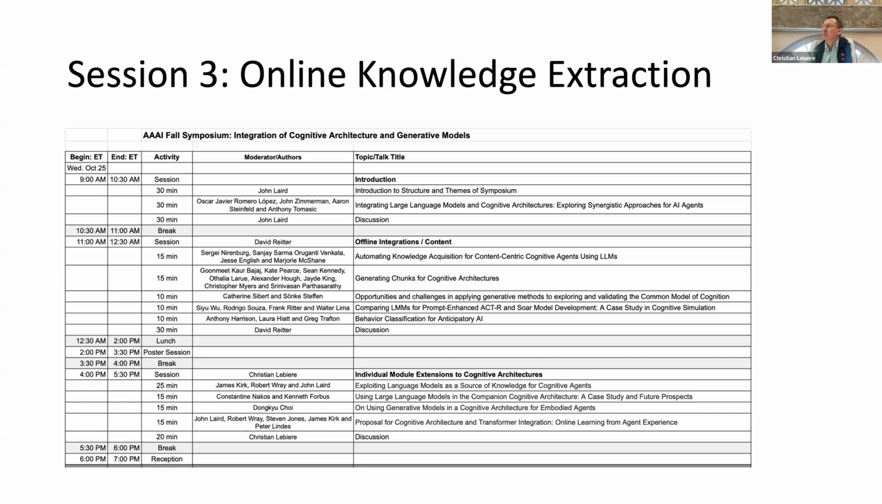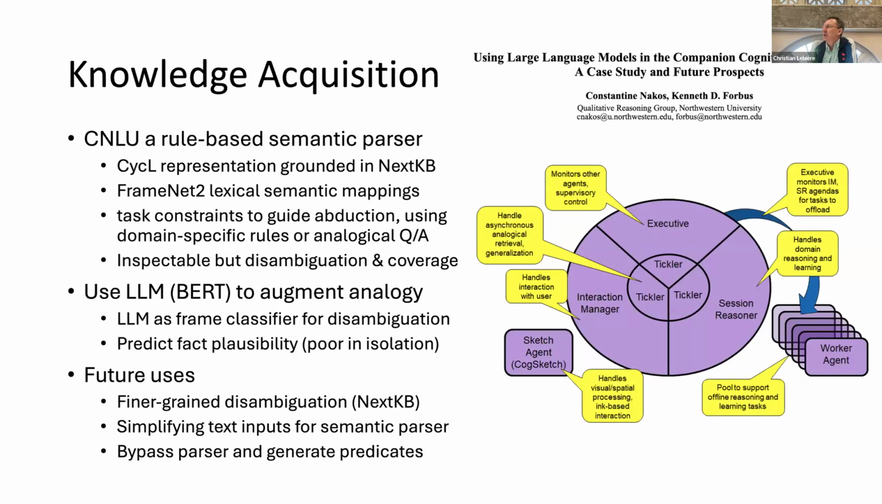The next step in ambition is to use them in the same way for knowledge extraction, but in an online interactive way. In a similar domain of analogy, Forbes and collaborators described the use of large language models in their companion cognitive architecture, where they had a rule-based semantic parser based on various ontologies like FrameNet and Psych. And then they augmented it with an older version of large language model, BERT, to augment the analogy process, and in particular to classify the frames for disambiguation and predict the plausibility of facts. And they have a number of other uses that they were planning to push further.